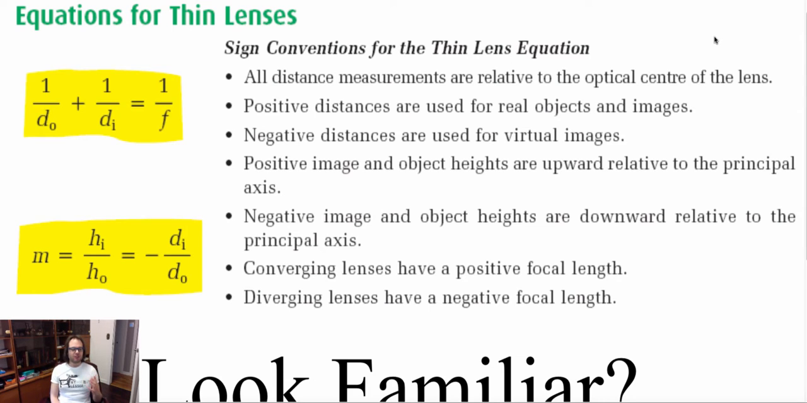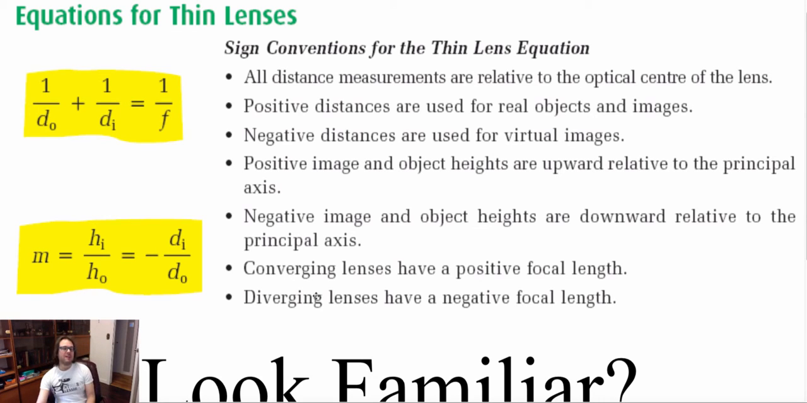Positive image heights are going to be erect or above the principal axis, and negative image heights will be below the principal axis or facing downward, okay, inverted. Converging lenses have a positive focal length, and diverging lenses have a negative focal length. So this last part here is some of the most important things to look at.